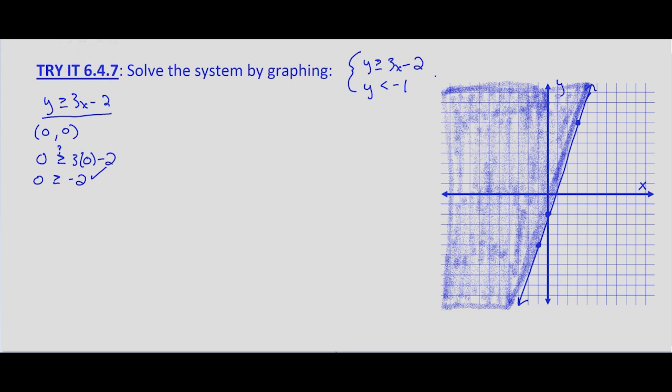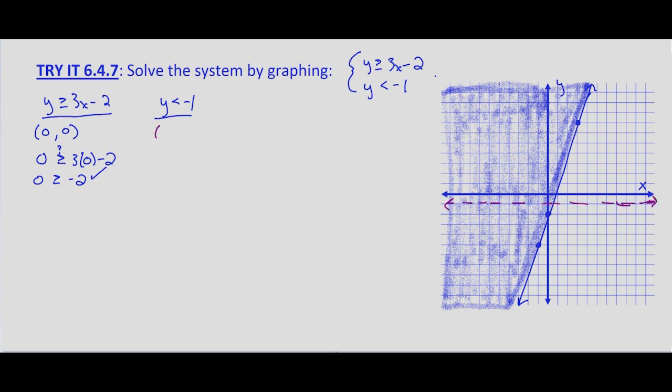So now we want to look at our other inequality. y is less than negative 1. So we're just going to graph the line y equals negative 1. And that's just a horizontal line at y equals negative 1. So we don't need to plot any points. I am going to go ahead and change our color so we can differentiate. And we're looking at y equals negative 1. Again, it's going to be a dashed line this time because it does not include the equal sign.